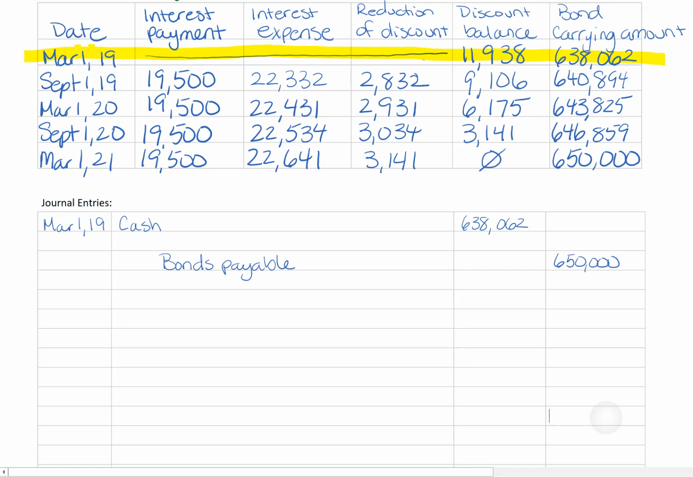If you guys are accounting students, you're going to start getting that funny feeling in your stomach because you can see that your debits and your credits don't balance, and that makes us very uncomfortable. So in order to balance this out, we need a debit, and the debit that we need is the discount balance from our table of $11,938.